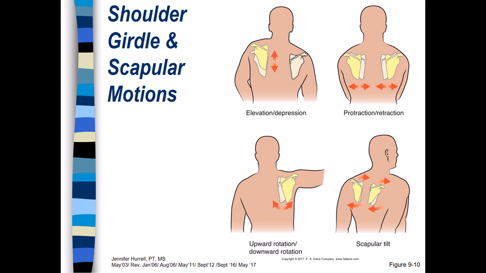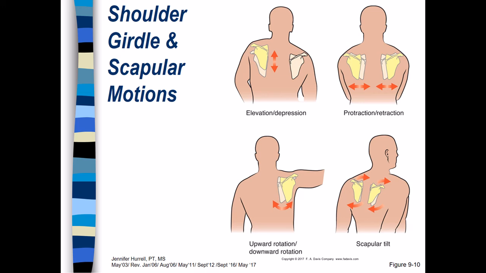And then downward rotation is just the opposite. It's when the inferior angle moves back down toward the posterior midline, and the glenoid fossa tips back downward. So that's upward and downward rotation.